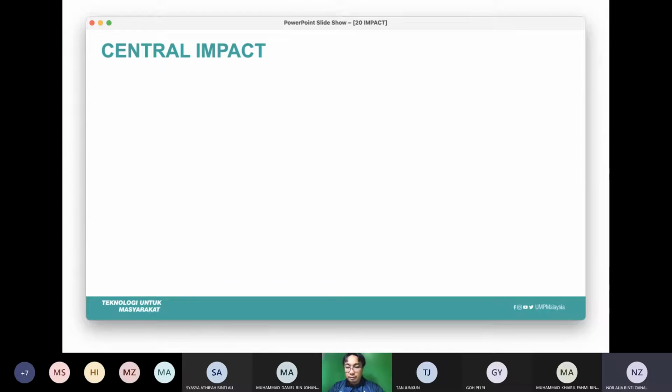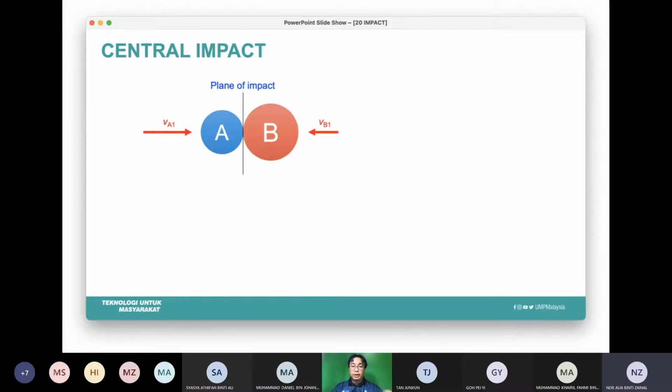Okay, so let's talk about central impact first. Tadi pada peringkat awal saya dah maklumkan ada dua jenis impact. The first one is central impact, the second one is oblique impact. So central impact looks like this. If I can repeat the animation here, there are two objects colliding with each other. VB1, the velocity of object B, is pointing to the left. Velocity of object A is pointing to the right.